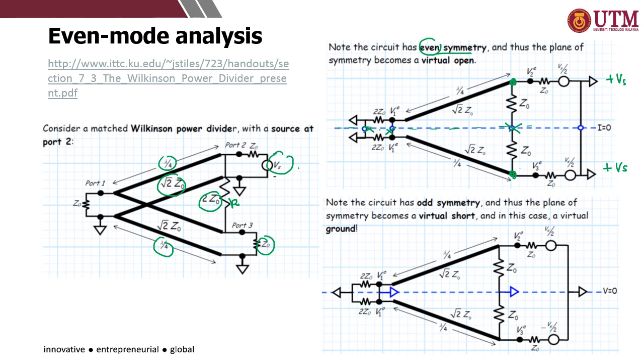Okay, for odd mode, the polarity of port 2 and port 3 is different. Here, for example, the top is positive Vs, and the bottom one is negative Vs. So there's a potential difference, and the connection in the middle appears as a short circuit. Then the system will be analyzed further to get the Zin at port 2, port 3, and so on, until you get the complete S parameter.